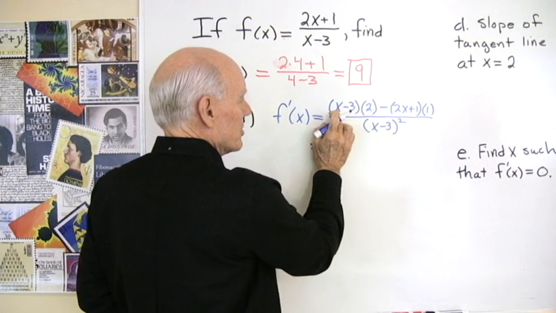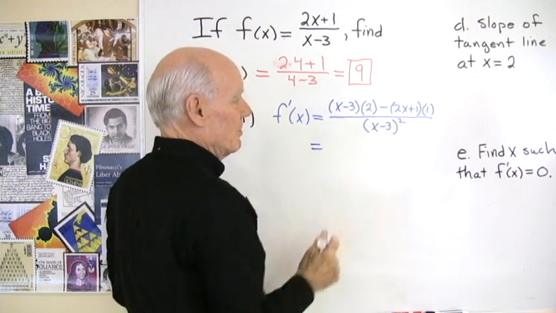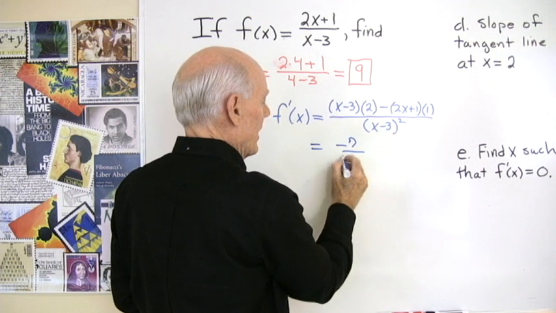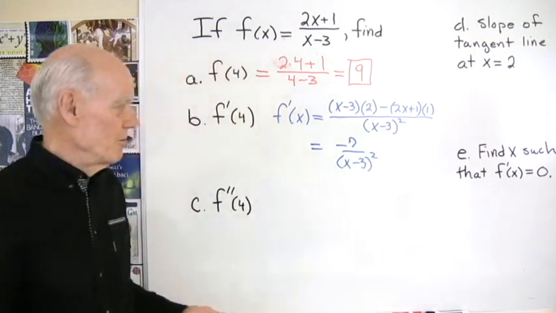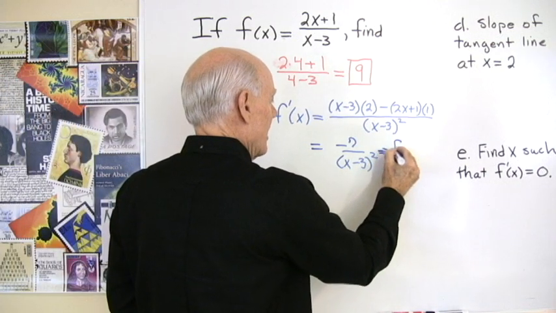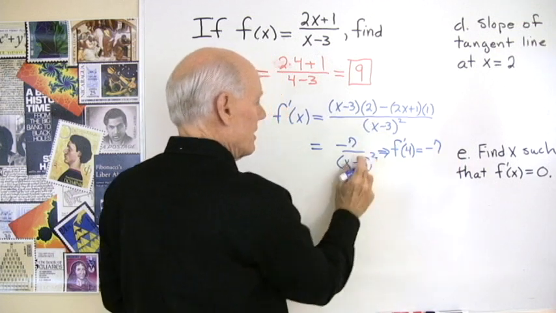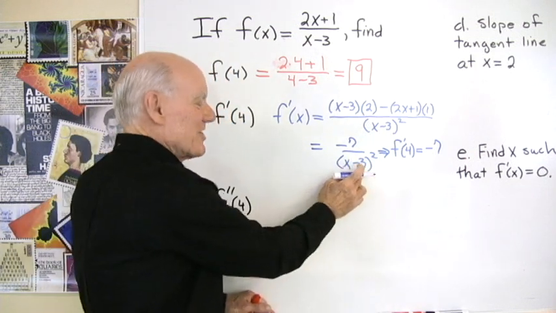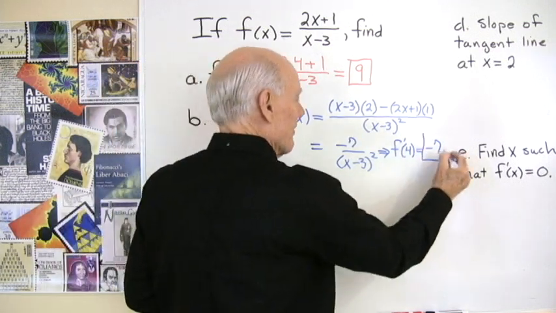2 times x is 2x, minus 2x will be 0. And then I'm going to have 2 times negative 3 is negative 6, minus 1 is negative 7, all divided by x minus 3, quantity squared. So I simplify the numerator, I get negative 7. Now I can say right here, that means that f prime of 4 is going to be negative 7 divided by 4 minus 1 is 3, squared is still 4 minus 3 is 1, squared is still 1, so negative 7 divided by 1, still negative 7.